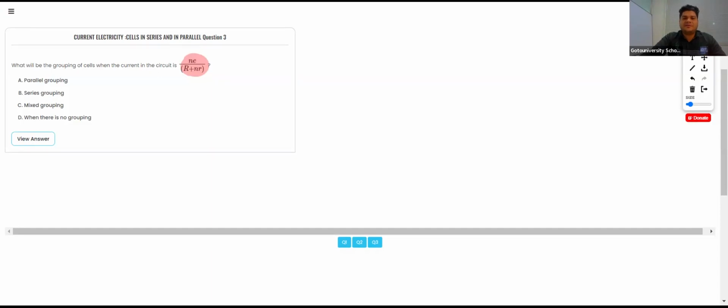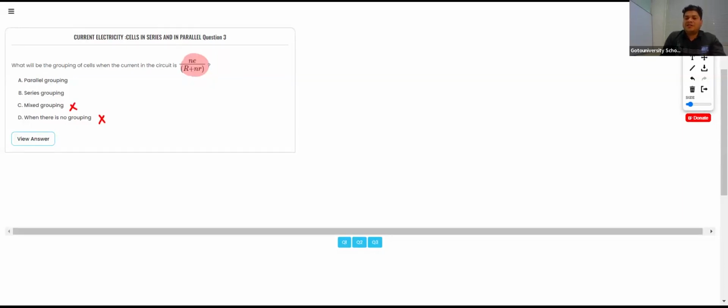Mixed grouping. Akhil? Check the formula for the parallel one. In mixed grouping, we have used the term m. It is not the mixed grouping. Even the option of no grouping will be eliminated. The options can be parallel or series.